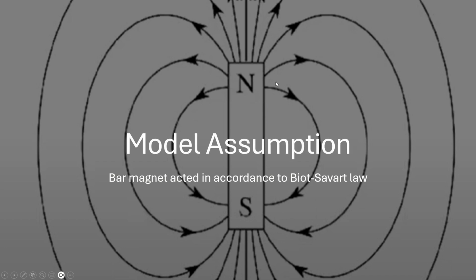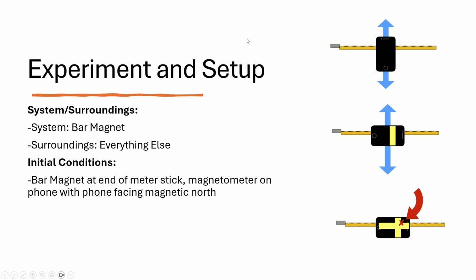So first, our model assumption: the bar magnet acted in accordance to the Biot-Savart law, specifically with the assumption that the bar magnet was a magnetic dipole, which you can see that kind of model assumption visually in the back. So the experiment and the setup, we were just trying to find B net through a couple of measurements.